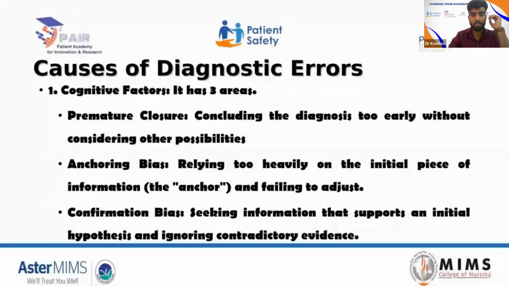Then what are the causes of diagnostic errors? The first one is the cognitive factors. It has three areas. The first one is premature closure. This is concluding the diagnosis too early without considering other possibilities. Then the second one is anchoring bias, that is relying too heavily on the initial piece of information and failing to adjust. The third one is confirmation bias, seeking information that supports an initial hypothesis and ignoring the contradictory evidence.